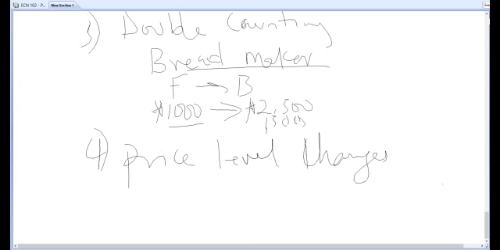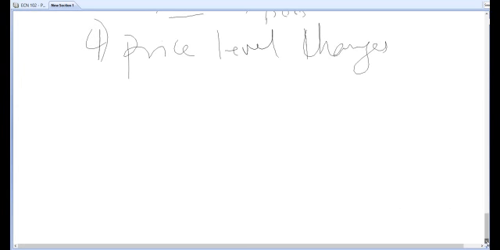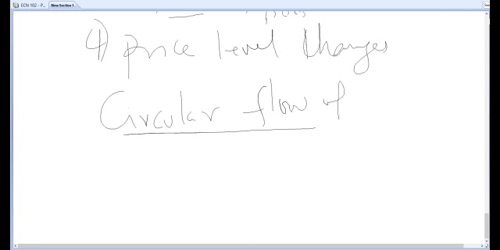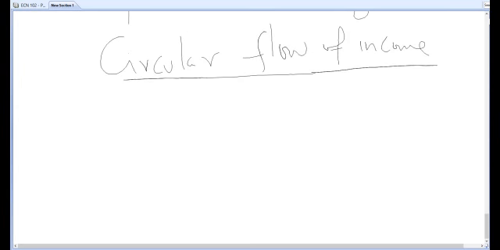So lastly, we shall look at the circular flow of income. The circular flow of income is a model of an economy in which the main exchanges are shown as flows of money, goods, and services between economic agents like buyers and sellers.